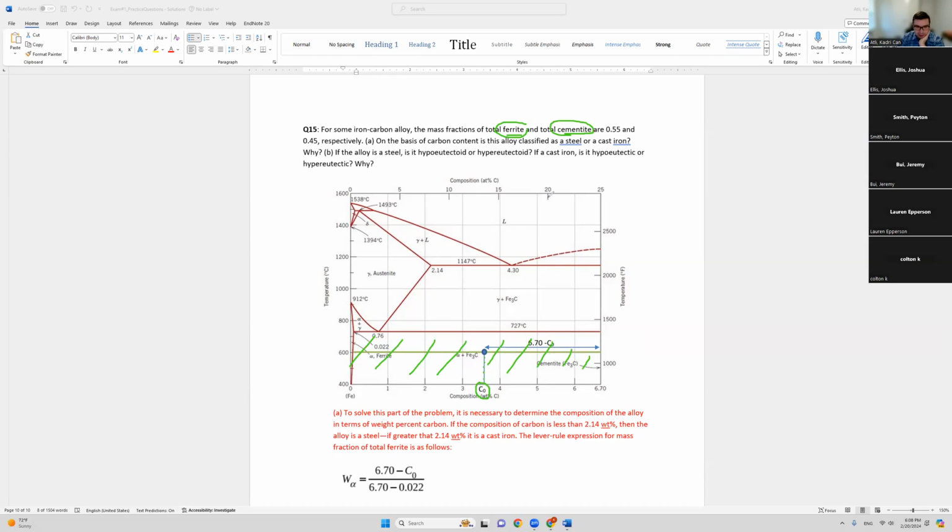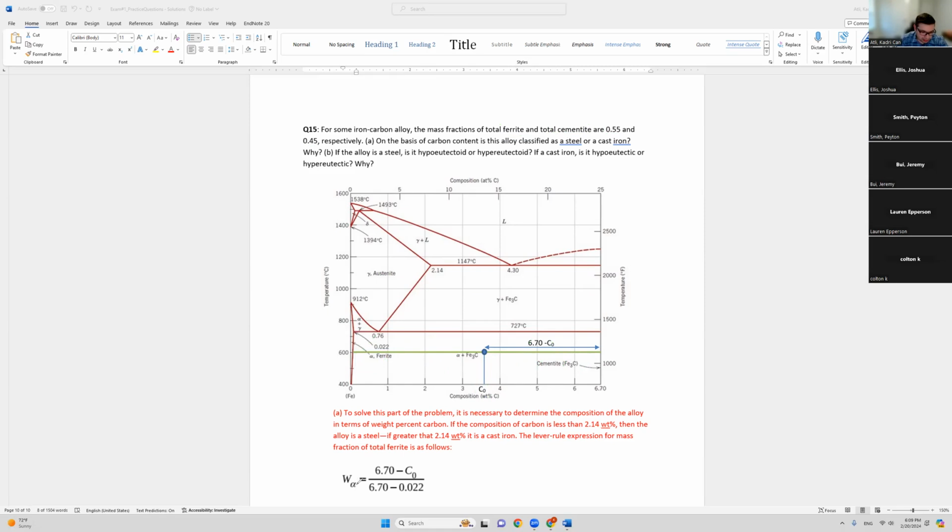I pick it here because the weight percentages are given as 0.55 and 0.45. So it's about the same, like 55%, 45% of each phase. So we should be somewhere near the middle of the tie line here. Our tie line is this purple line. I call it C0. I don't know the composition. I'm going to clear my drawing.